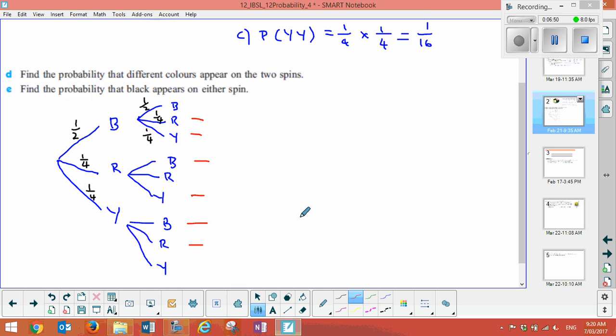What would be another way of doing the problem? If you see you've got to add up 6 of those, you could just think you want 1 minus the probability of black, black, plus the probability of red, red, plus the probability of yellow, yellow. So different ways of doing it, but remember, you could add up those 3 that have been left out and subtract them from 1. Anyway, we'll leave that and look at it in class.